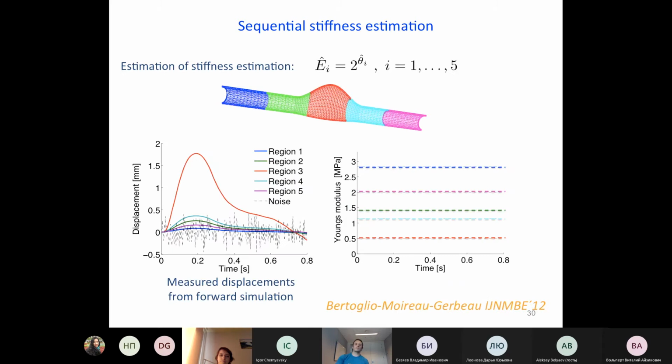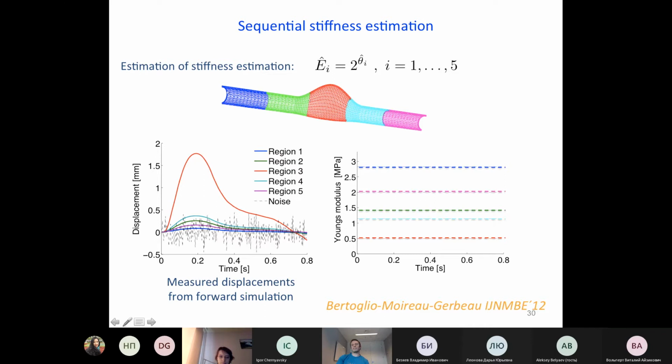Here the measurements were generated by selecting in each region a different Young's modulus. Then you see here the displacements of each region, and we add the same noise everywhere in the aneurysm. So you get in the middle a region where you have a very good SNR, signal to noise ratio, of the data, because you have a large displacement and a low noise. And in the other regions you have a very poor SNR.